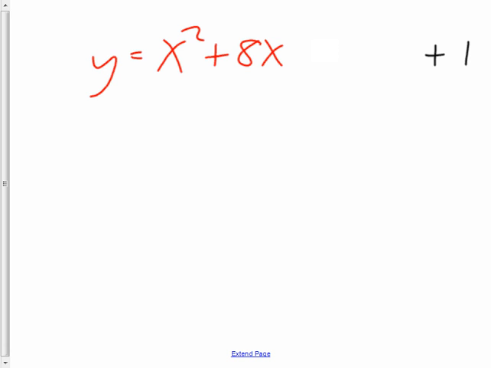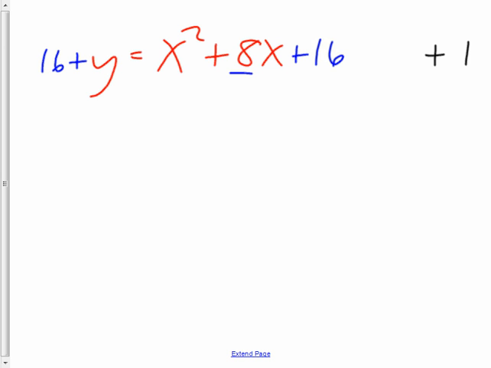So now I have to do half of this number, and then I square it. What's half of the 8? 4, and then I square it. 16. If I add 16 and that's all I do, I've broken the rules of math on an equation. You're supposed to add 16 to both sides. But it'll save us a lot of time.